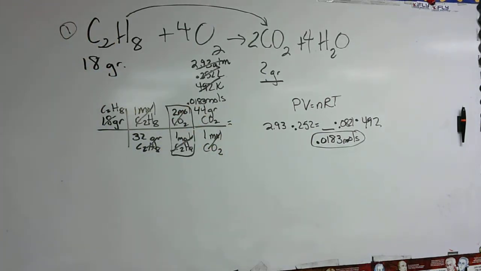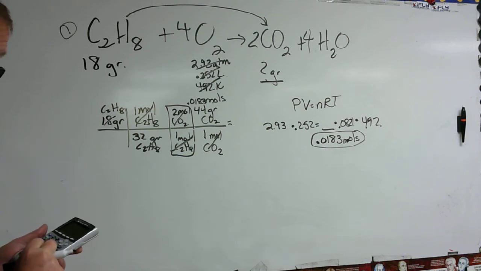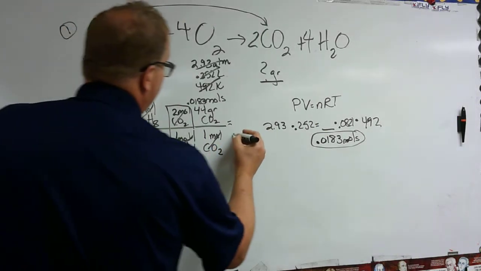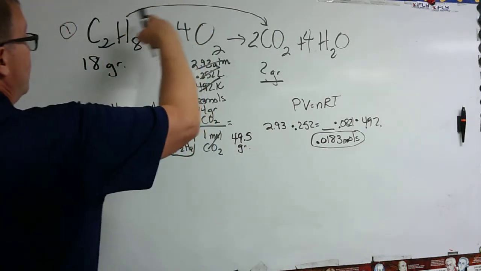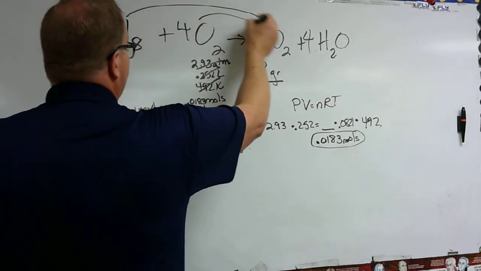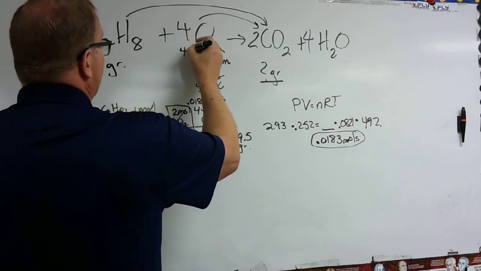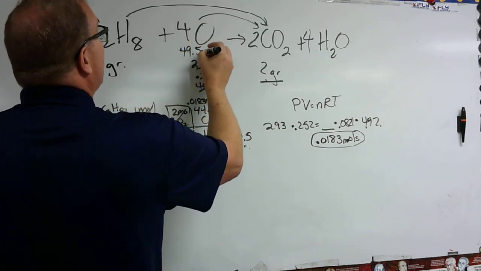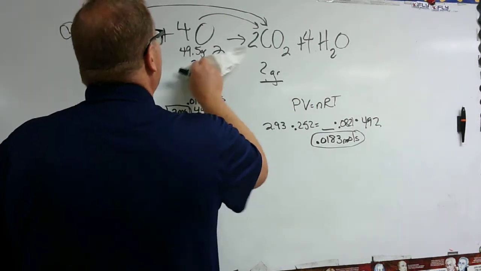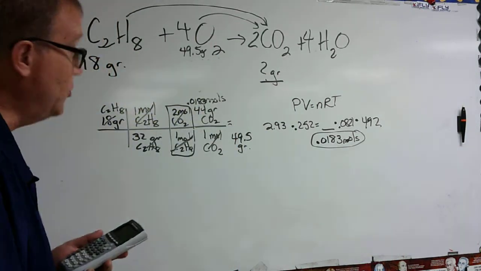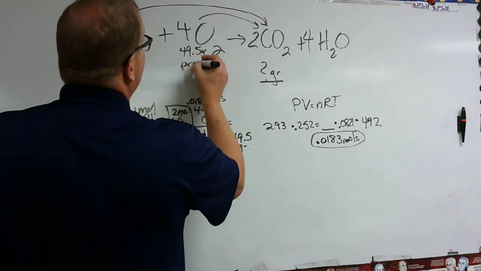And then I would go ahead and calculate it. So let's go ahead and calculate it. It's going to be 18 times 2 times 44. And then I'm going to divide by 32. And I'm going to end up with 49.5 grams. So this one right here, my oxygen, is going to be produced, 49.5 grams. And I'll go ahead and get rid of all this stuff here. And my oxygen will produce my 49.5 grams.